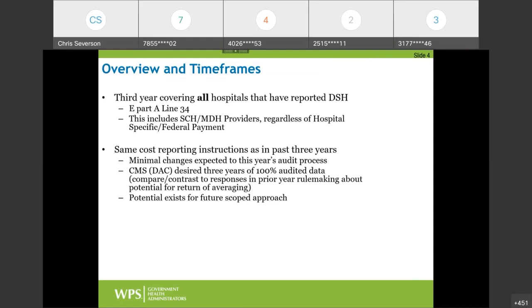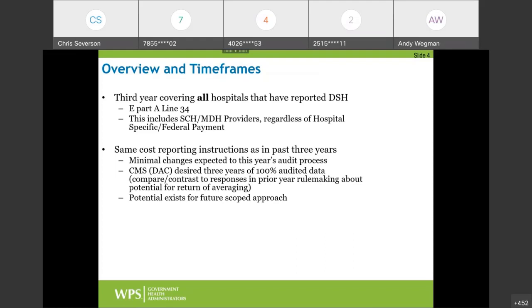They had a public comment period about a year ago, and we've been waiting for either a final or another public comment period. From what we've heard, there were so many comments that they're revising it a bit, and they're going to send out another public comment period in the near future. So I'm kind of jumping ahead there. But the point I wanted to make is that the cost reporting instructions are the same. The audit process, for the most part, is the same.